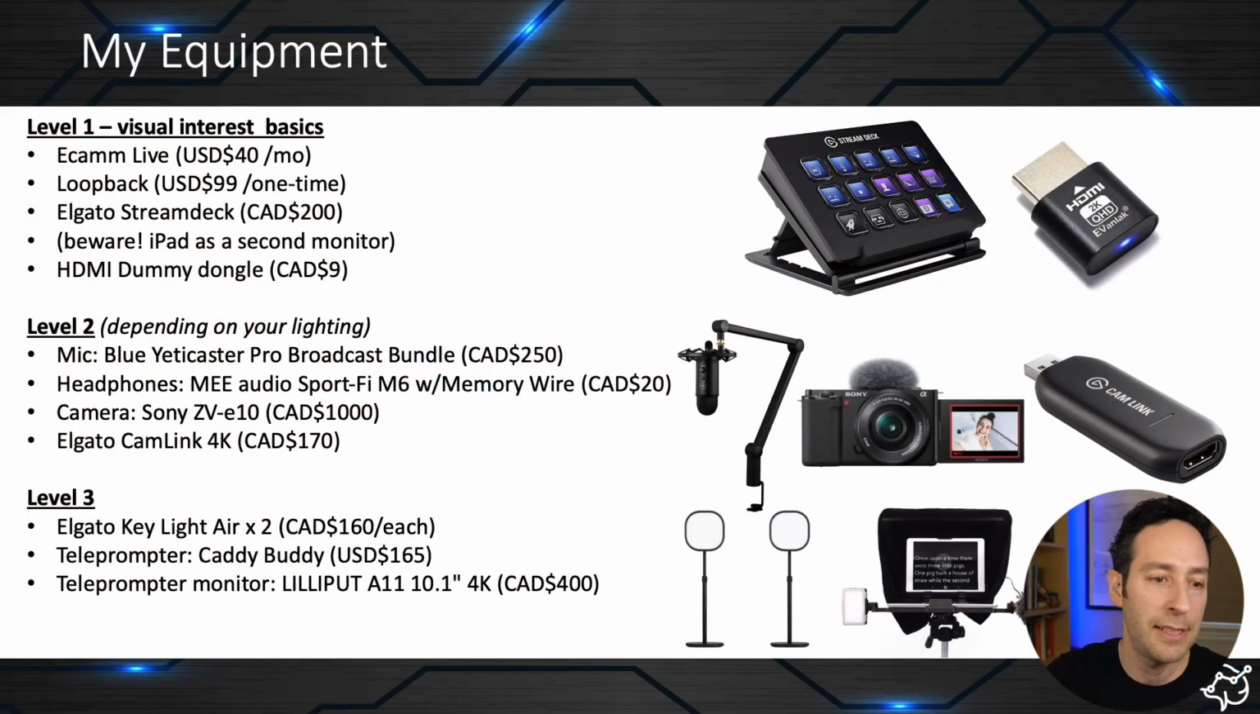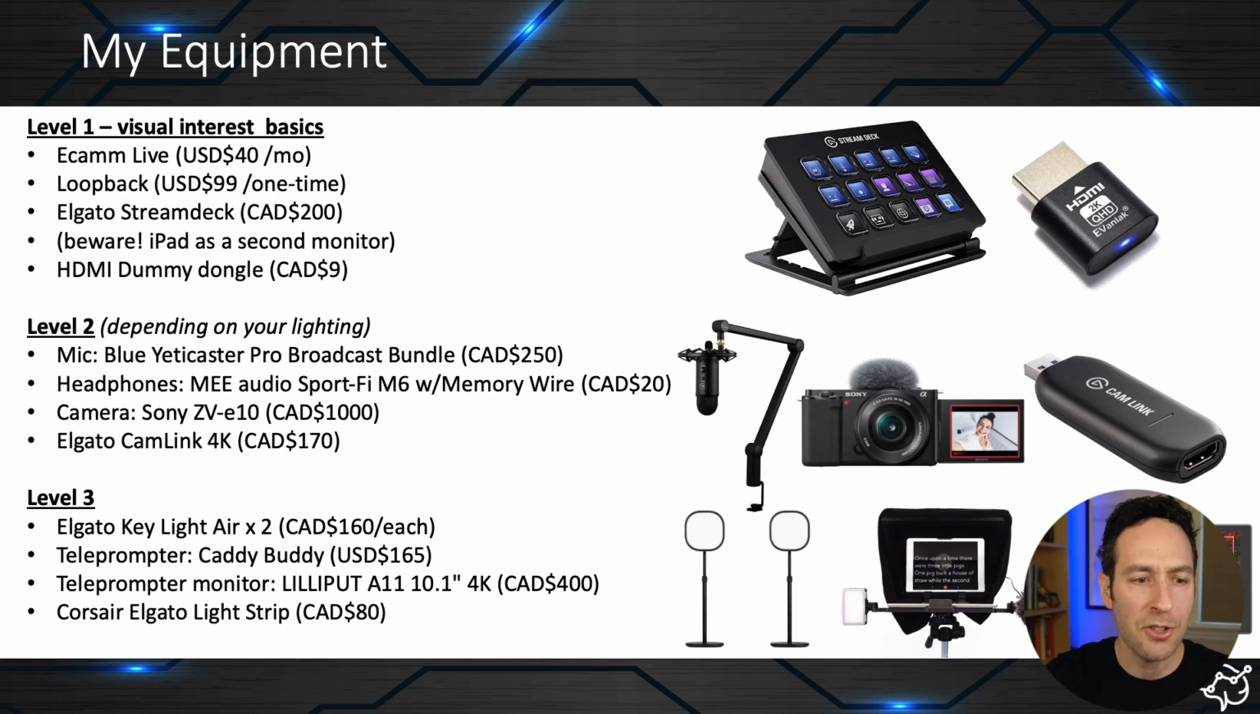I feel like I need to take a break now, but actually, back to the slideshow, I'll show you that last piece. It's called the Corsair Elgato Light Strip. It was $80, and that's what I got.